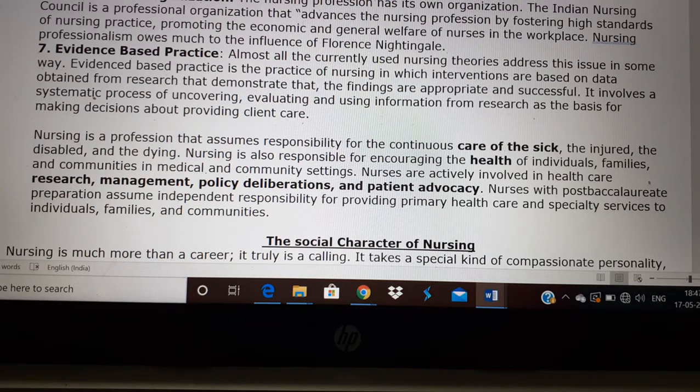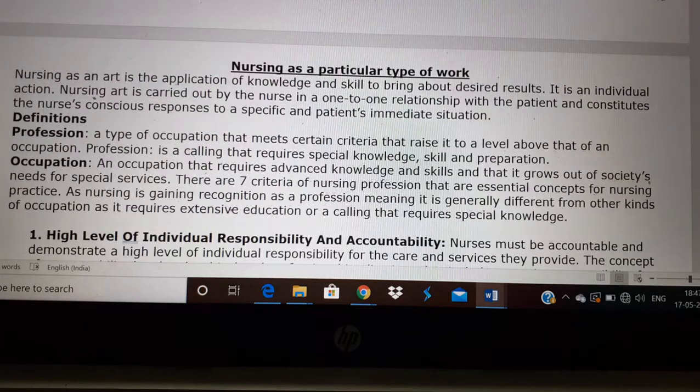And other than this, the nurse is actively involved in research, management, policy deliberations, and patient advocacy. What is policy deliberation? The government makes various policies on healthcare. So the nurses are involved in creation of these policies. What is patient advocacy? It is for the benefit of the patient and their recovery. So in all these areas nurses are working. So this is nursing as a particular type of work or a profession.